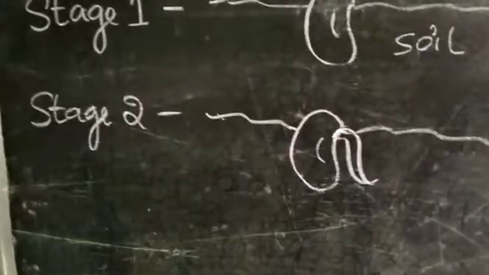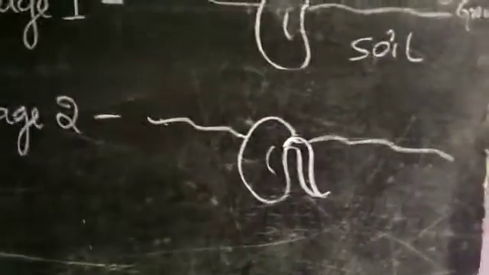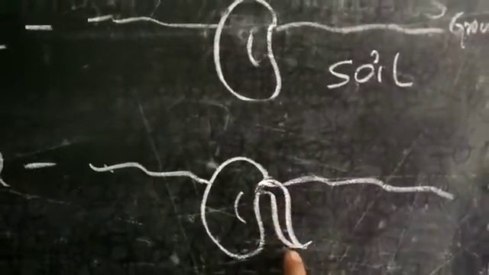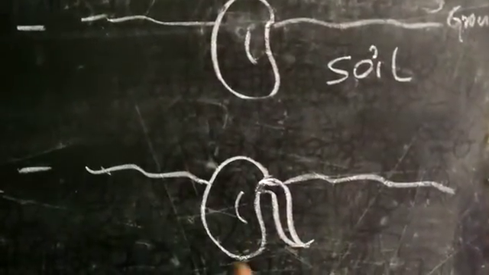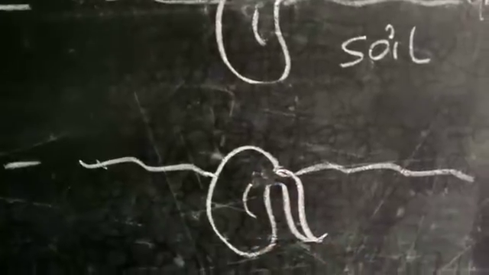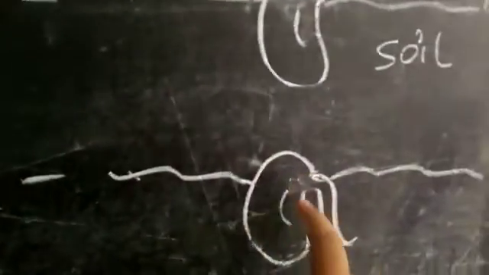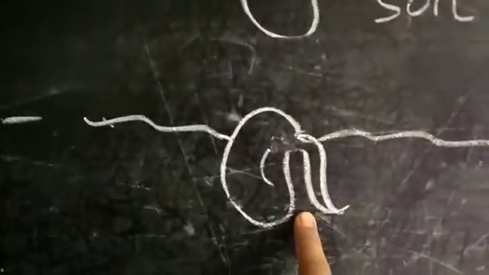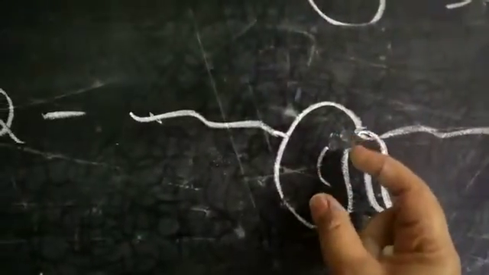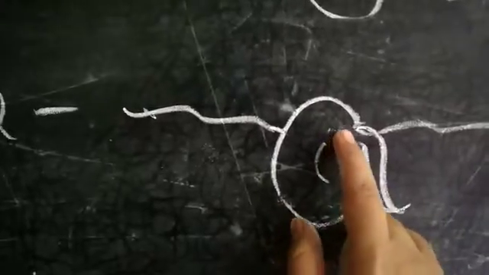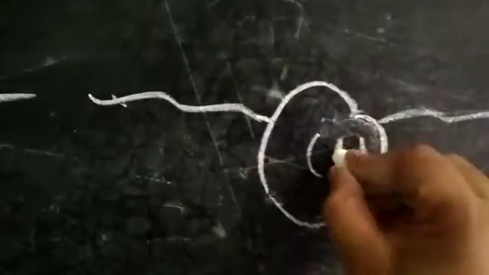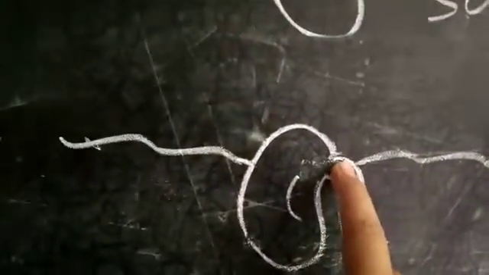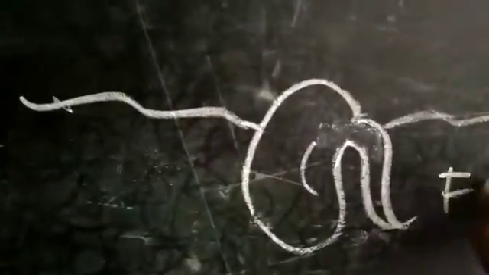Now let us see what happens in stage 2. Can you see a new, what is this? It has come out. The seed coat comes out from the seed. Can you see here in stage 2? The seed has started its germination here. Can you see here? The seed coat is breaking and a little baby plant is coming outside.